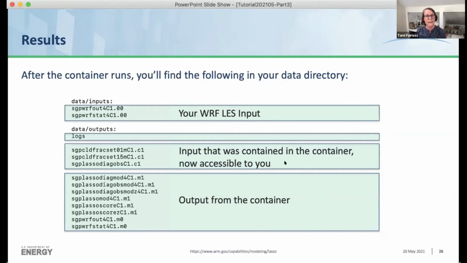Then the input that was contained in the container will now be accessible to you. And here's all the output from the container for your simulation ID number 4. And these are the things that Andy talked about, the skill scores, the files with the co-located observation and model time series. You'll have all of that after you run the container.